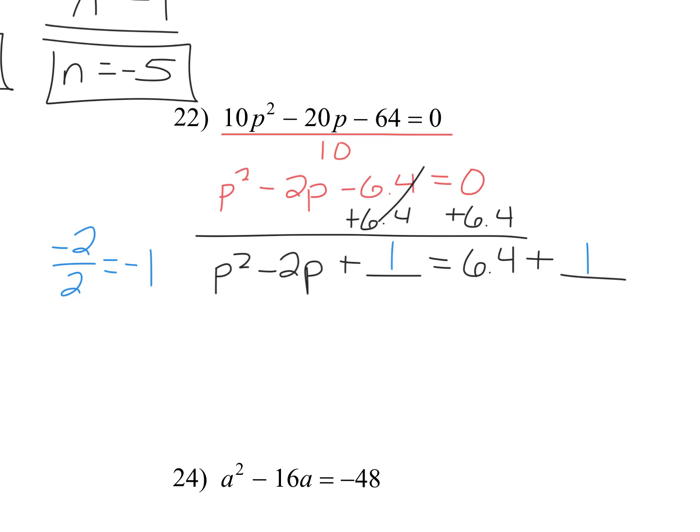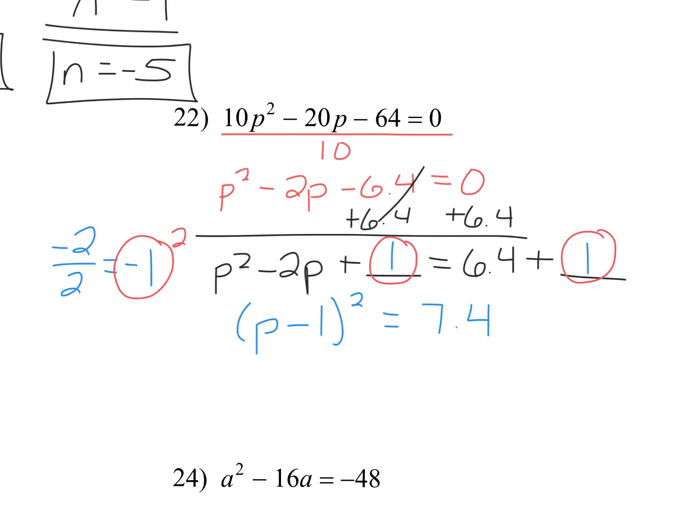So now be careful when you rewrite, because what do we write? What's in the parentheses? P minus 1. Remember, we take this number that we got from dividing our b by 2. We take that number, and then we always have to do what with those parentheses? Square it. And then what do we have on the other side? 7.4. Yep. So what goes in these blanks is when you square that new c term that you had.